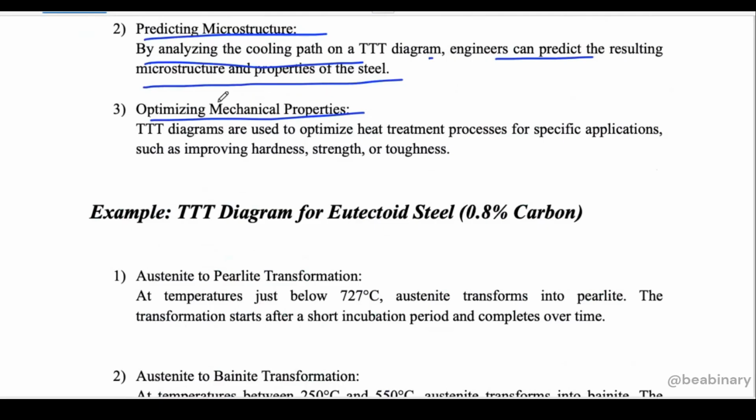And why we are doing all this, just to have the application part. So if you are well known about the properties and their behavior at different temperatures, we can use them accordingly at different application parts.